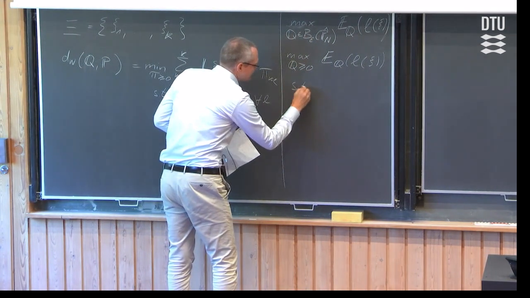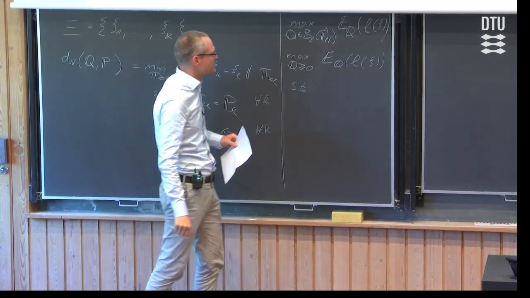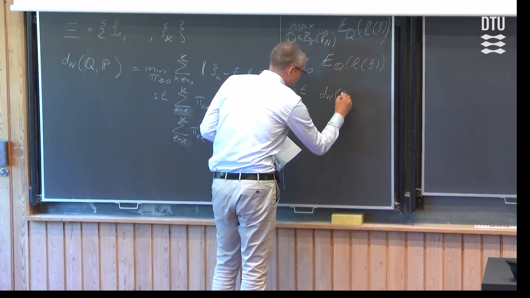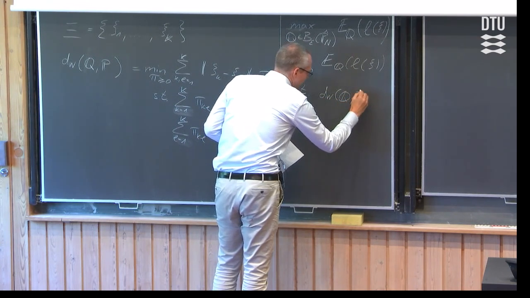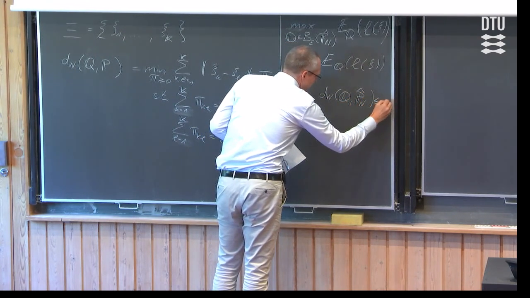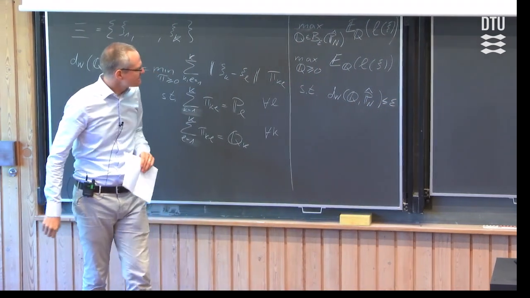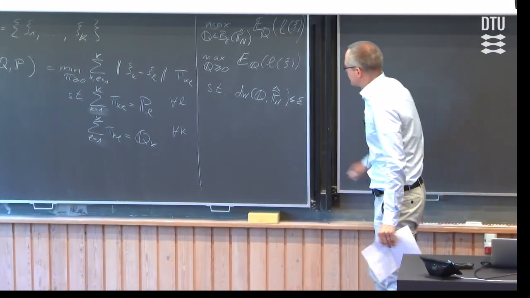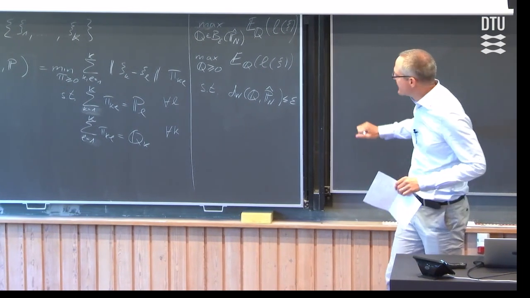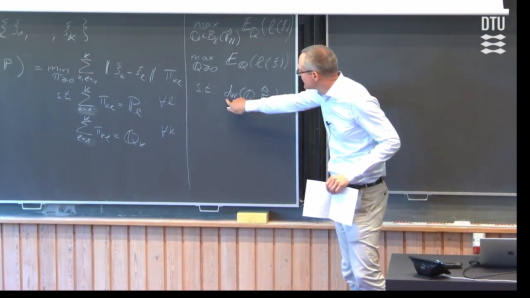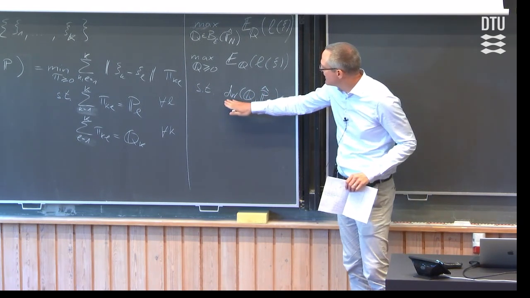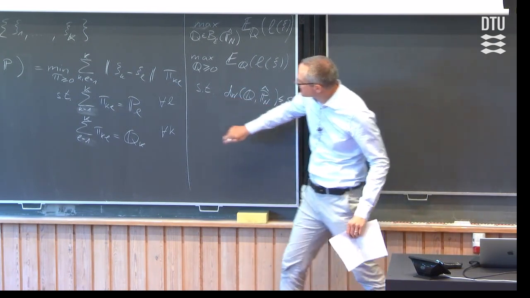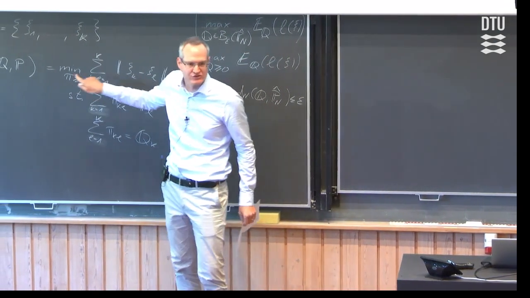And now I have a constraint which says that the Wasserstein distance between Q and the empirical distribution P hat n should be smaller or equal to epsilon. Okay? That's my optimization problem. So far I didn't do anything. So now let's reformulate this problem. I'm going to use the definition of the Wasserstein metric to reformulate this constraint. So the definition of the Wasserstein metric is this one here.